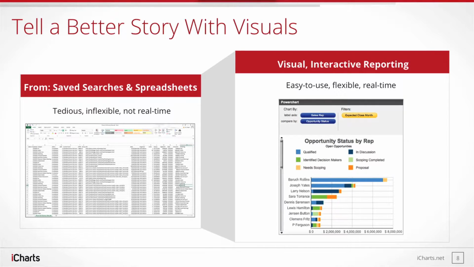But look at the right side. It's the same saved search, but we have converted this into a nice visual. And now you can very easily see, in this example, opportunity status by rep, who has a better pipeline, what is the state of that pipeline, for example. And it's very easy to use, it's flexible, and it's still real time. So taking the saved searches into visual and interactive reporting will add significant value in getting more insights from your NetSuite data.